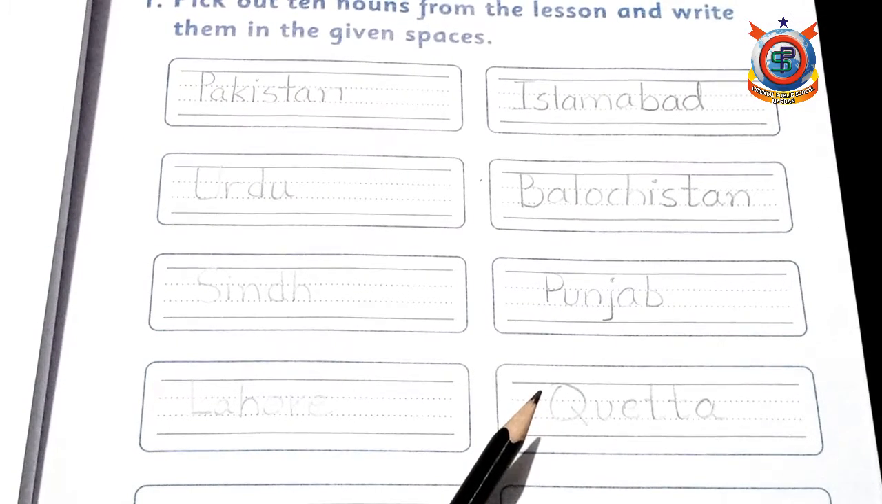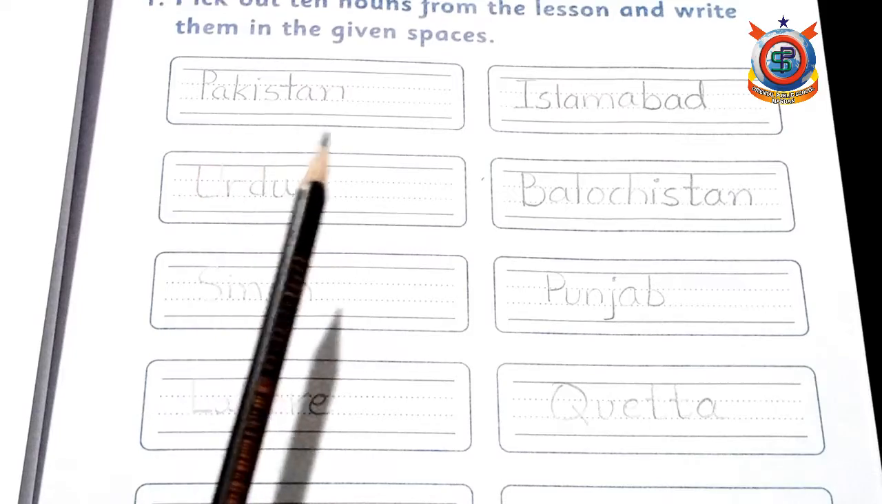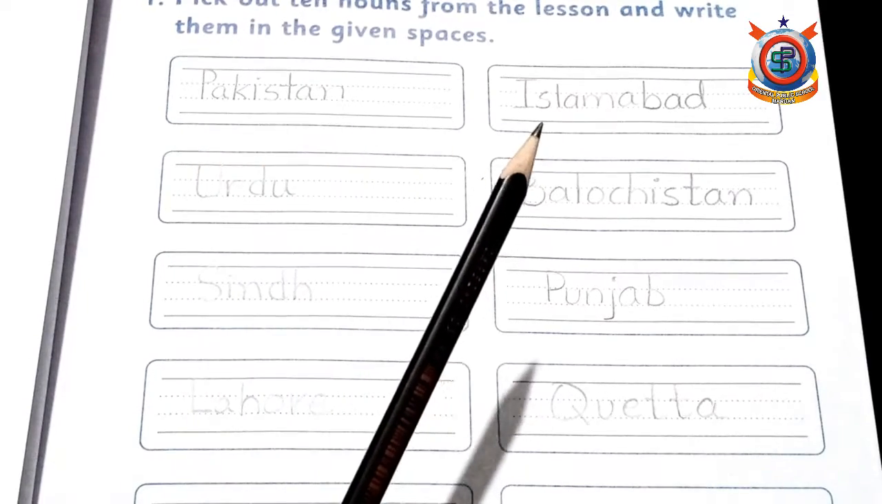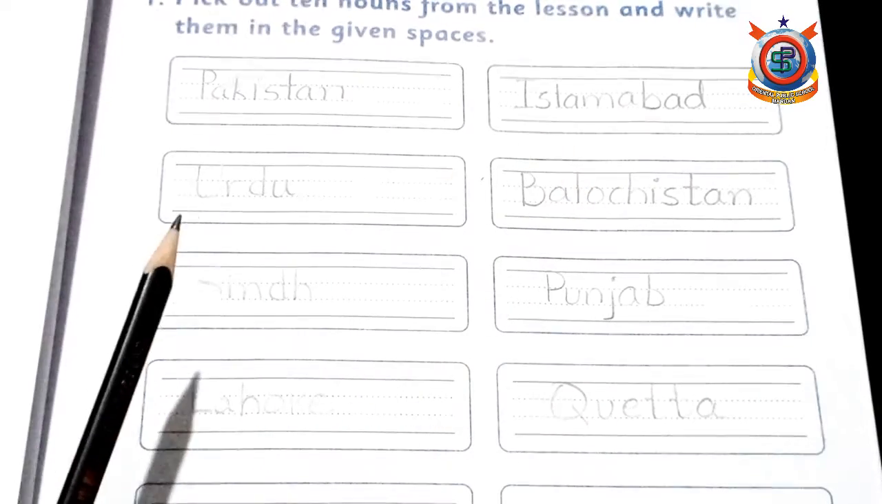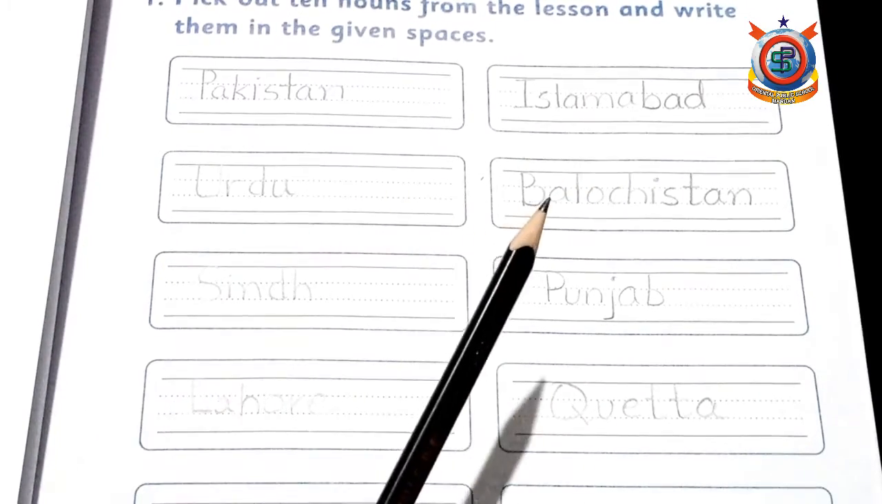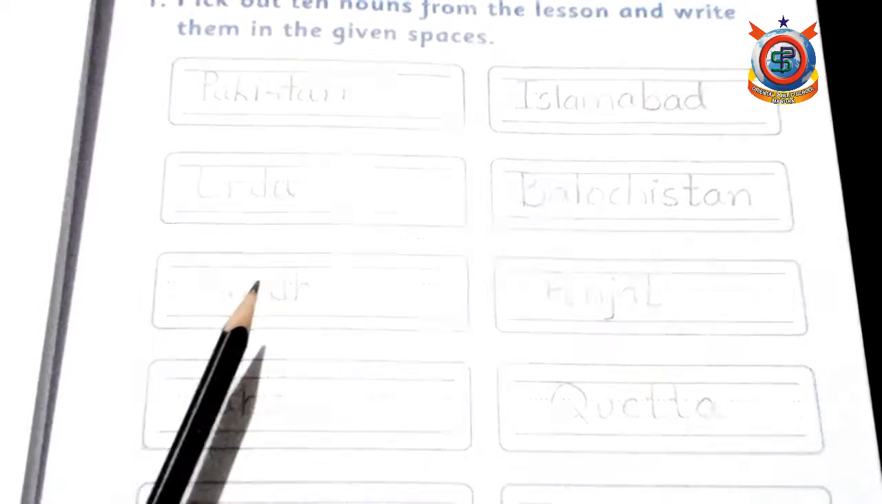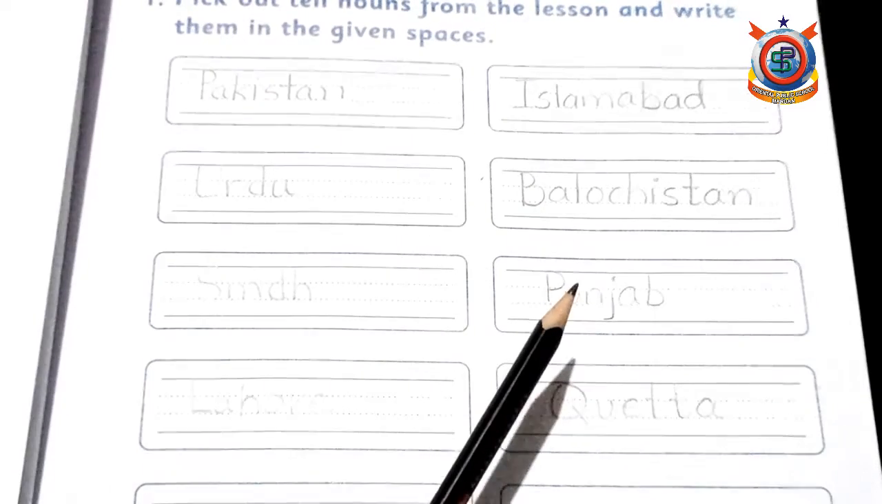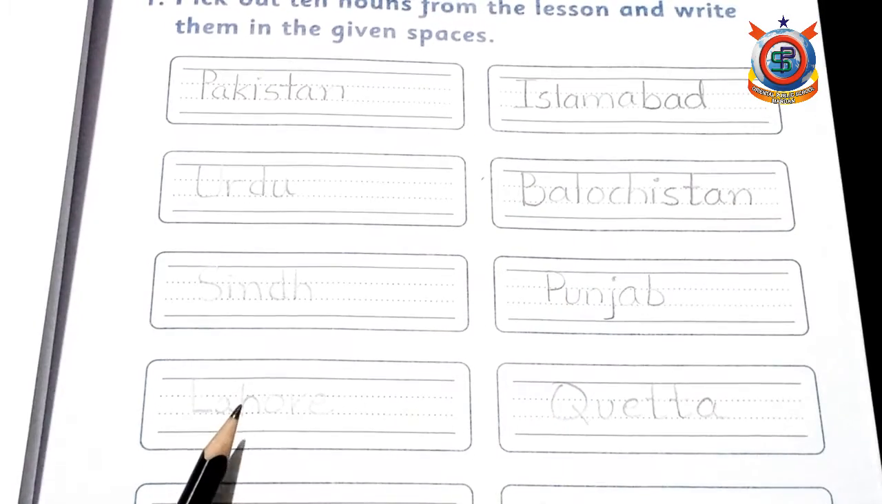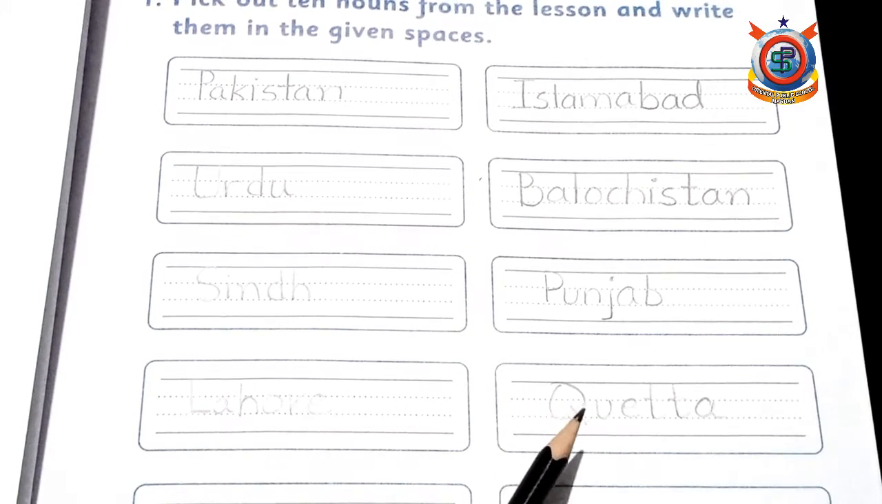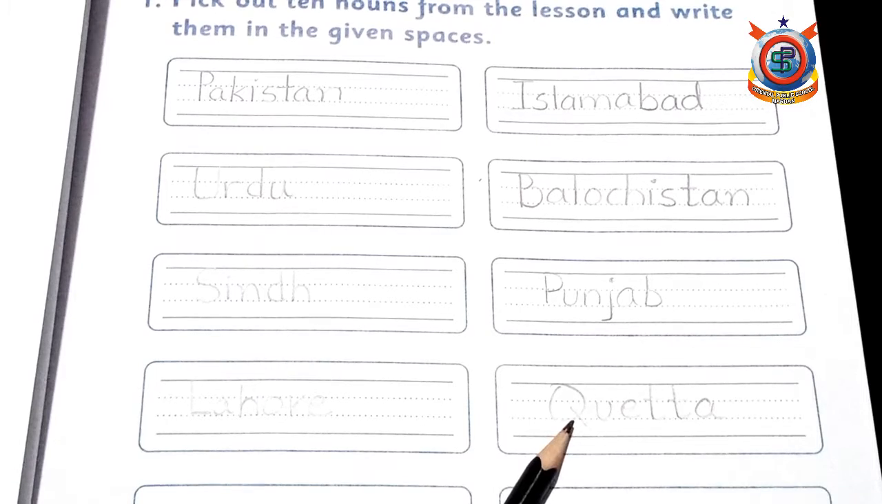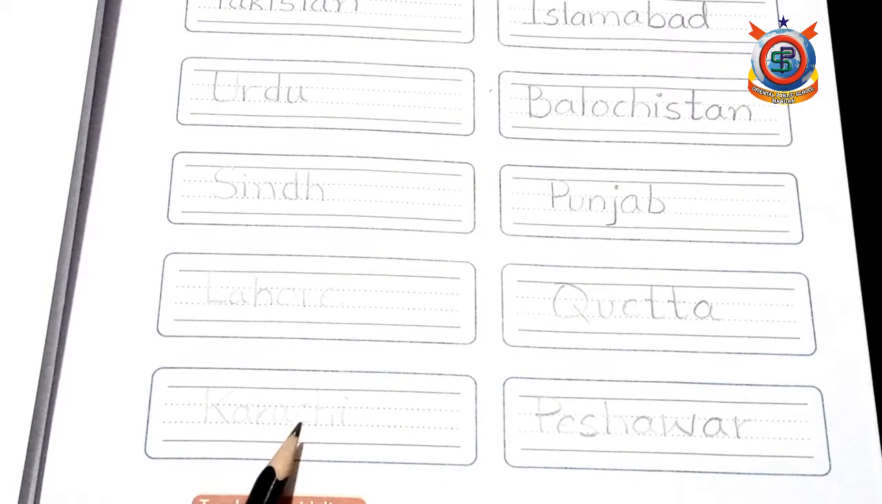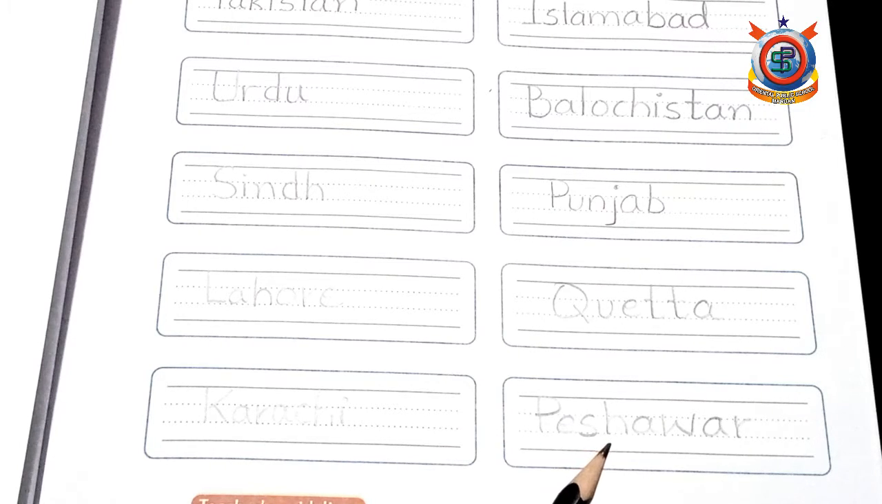Okay students, meanwhile you are writing these nouns in your notebook, we are reading them once again. Pakistan, Islamabad, Urdu, Balochistan, Sindh, Punjab, Lahore, Quetta, Karachi, Peshawar. Very good students.